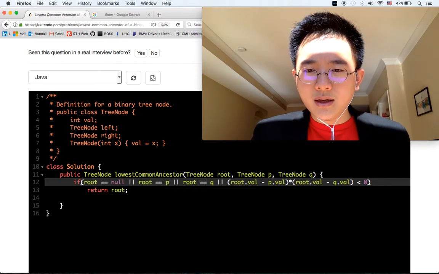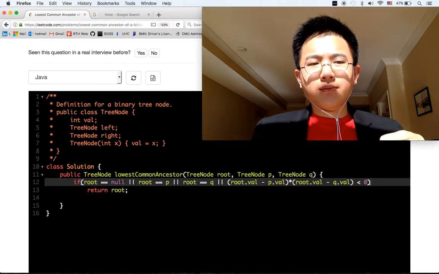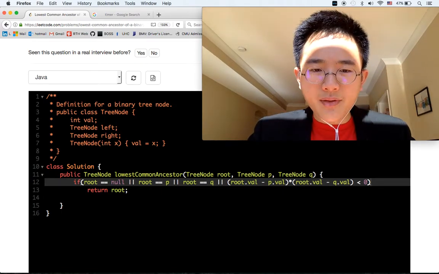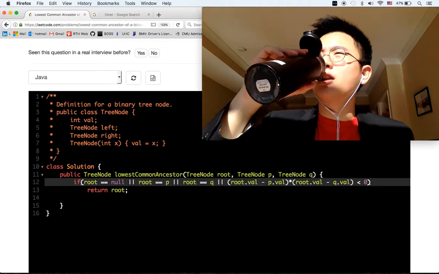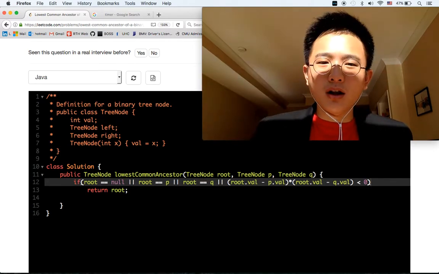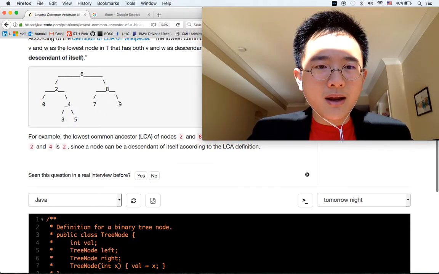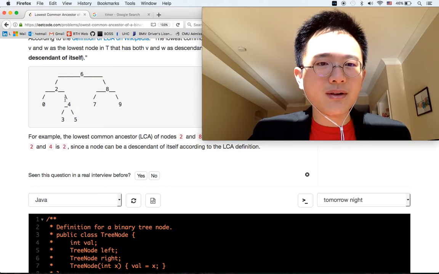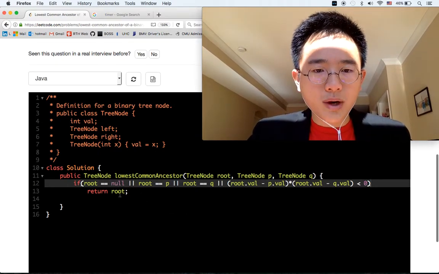Let me see if it's correct. If the root is in between their values, then that's also the one we want. But is it the lowest though? For 7 and 8, 7 and 9, actually that's the lowest that we want. What about 3 and 5? Those are all the way less than 6. So that's what we want. Yes, so we got that.